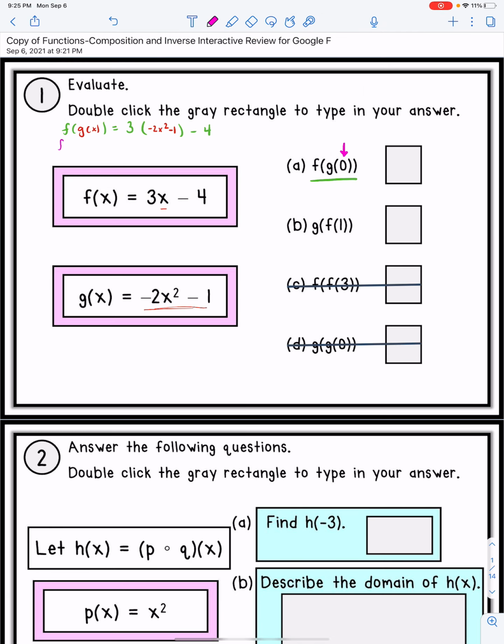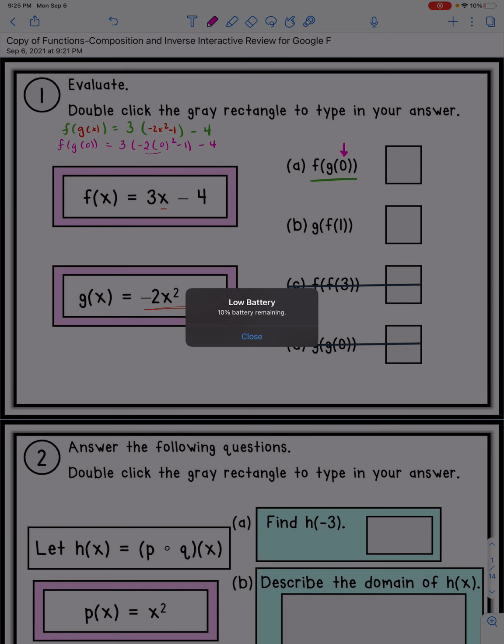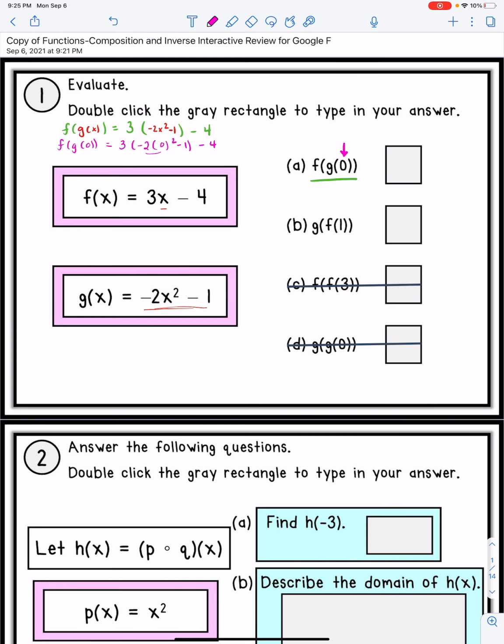So now if we want f of g of 0, we're going to copy everything, 3, negative 2, but where we see an x, we're going to use parentheses because we're going to change the input, and a 0. Okay, now, 0 squared is 0. 0 times negative 2 is 0. 0 minus 1 is negative 1. So we have 3 times negative 1 minus 4. 3 times negative 1 is negative 3. Minus 4 is negative 7. So this first answer is negative 7.